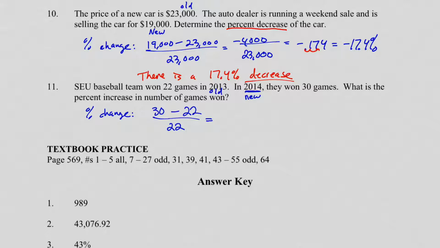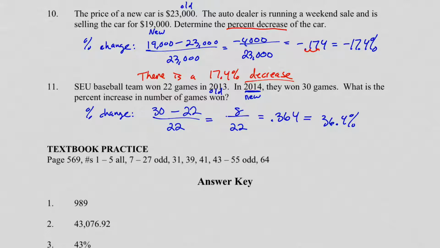So 30 minus 22 is 8. 8 divided by 22 is 0.364, which is 36.4%. Okay, so the baseball team increased their games won from one year to the next by 36.4%.